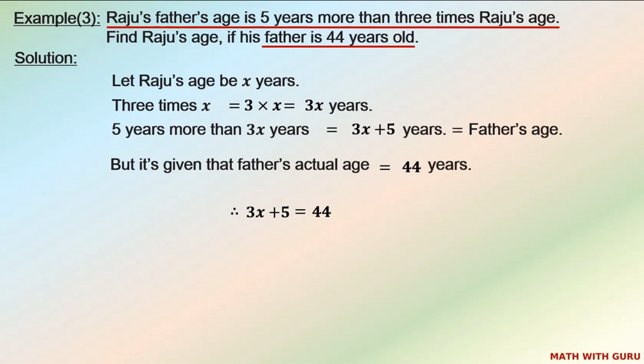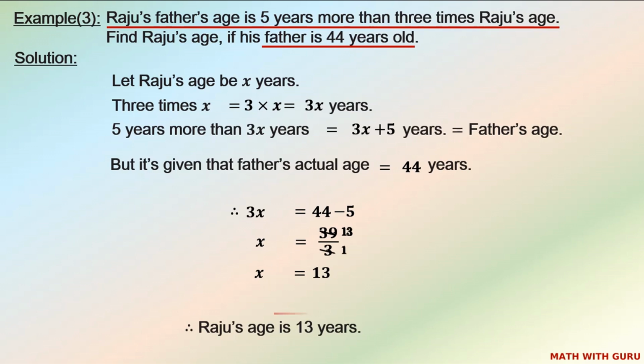Let us solve this equation for x. Transpose 5 to the right hand side. It becomes negative. 3x equals 39. x equals 39 divided by 3. 3 goes into 39 13 times. 3 ones are 3, 13 3s are 39. x equals 13. So Raju's age is 13 years.